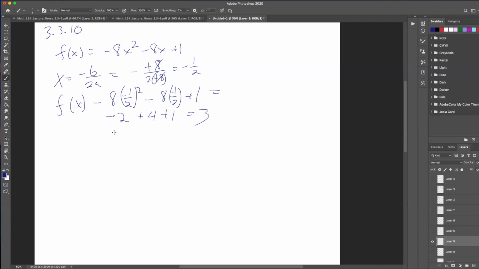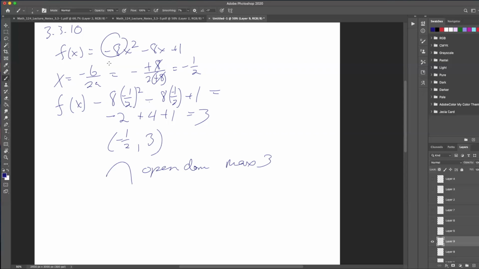Okay, so I have my vertex. My vertex here is negative a half and 3. So that's my vertex. The parabola opens downwards since this is negative, and it has a max at 3. If this was positive, it'd open upwards and have a min at 3.